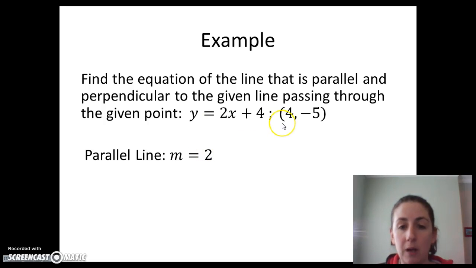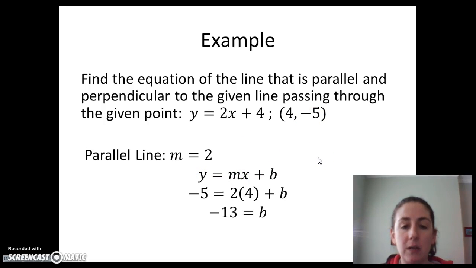So we have a slope and a point, we can plug into y equals mx plus b. Plug in m equals 2, x equals 4, y equals -5. Solve for b, and we would get b equals -13. So we have a slope and a y-intercept. The equation of the parallel line is y equals 2x minus 13.